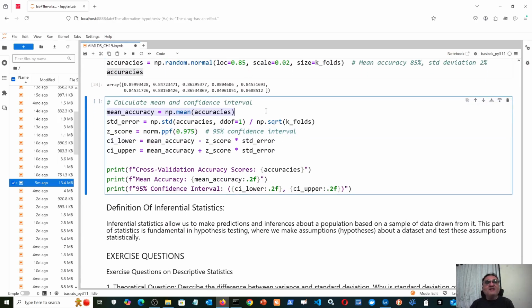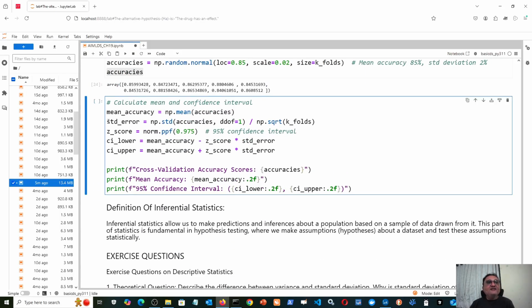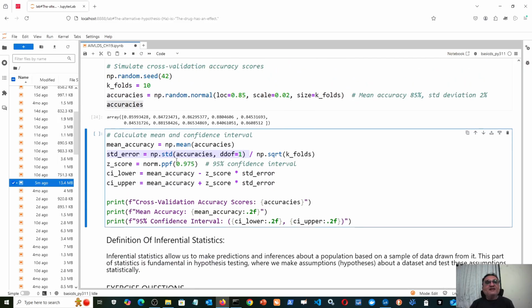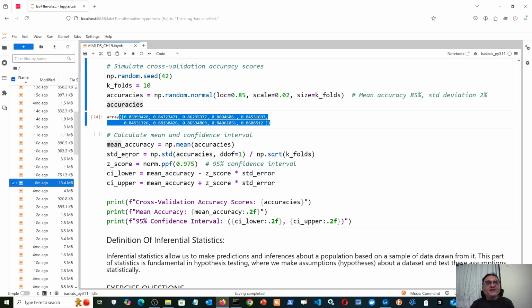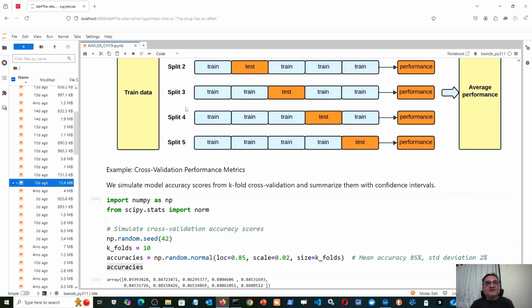So first find the mean accuracy, the mean of all these 10 splits, right? Then there is a standard error. Rather than using a given one, find the standard error from this sample. That standard error is sigma, the standard deviation of accuracy with degrees of freedom 1, because it is for a sample, divided by np.sqrt of k folds, that is np.sqrt of the number of samples. Here the number of samples is equal to the number of folds or number of splits.